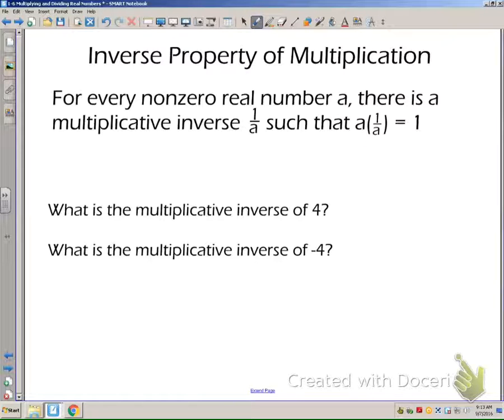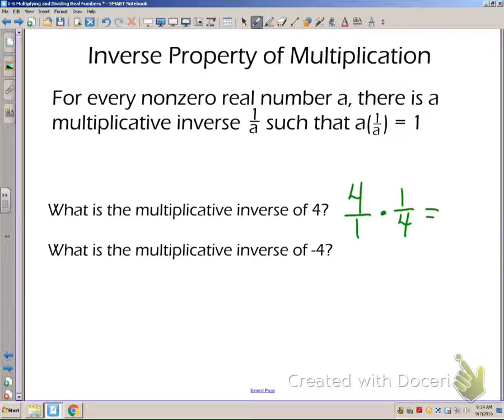It's the inverse property of multiplication. It says that for every non-zero real number a, there is a multiplicative inverse 1 over a, such that a times 1 over a equals 1. So what's the multiplicative inverse of 4? 4 over 1. The multiplicative inverse says that you just flip this. So it's going to be times 1 over 4.